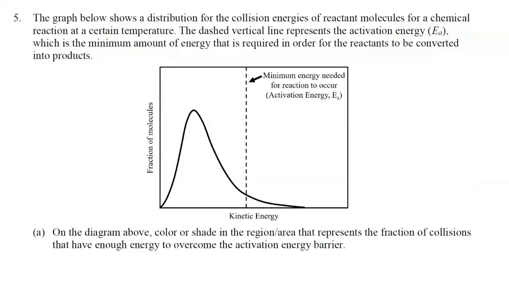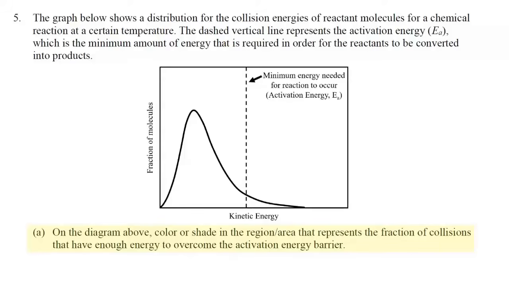The graph below shows a distribution for the collision energies of reactant molecules for a chemical reaction at a certain temperature. The dashed vertical line represents the activation energy, which is the minimum amount of energy that is required for the reactants to be converted into products. Part A says: on the diagram above, color or shade in the region or area that represents the fraction of collisions that have enough energy to overcome the activation energy barrier.